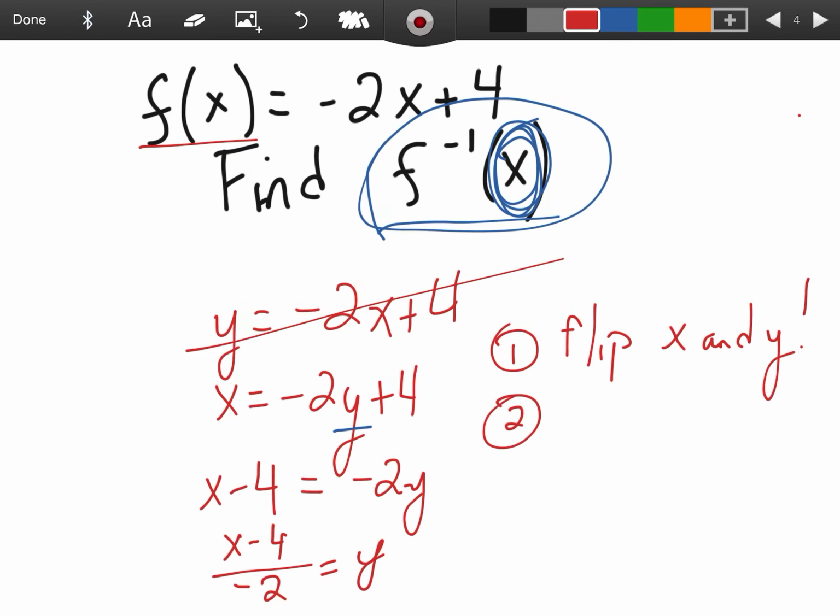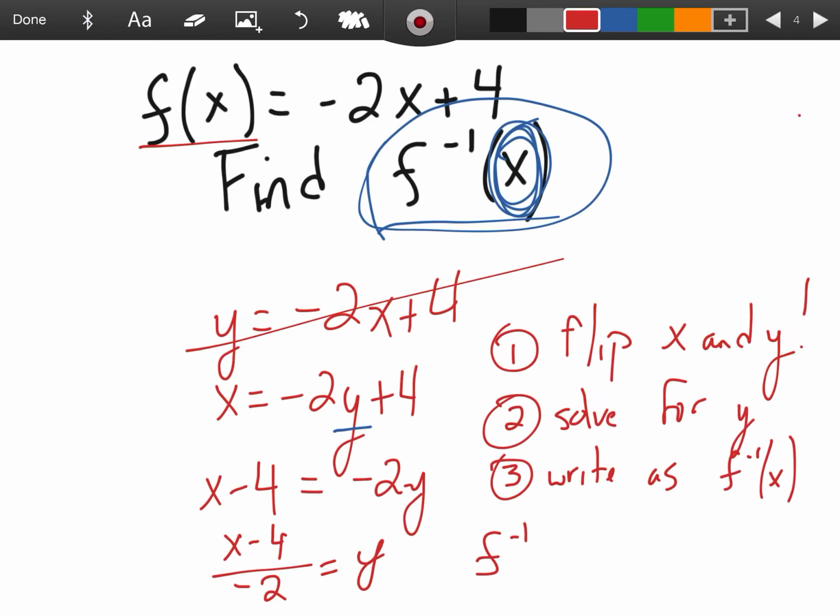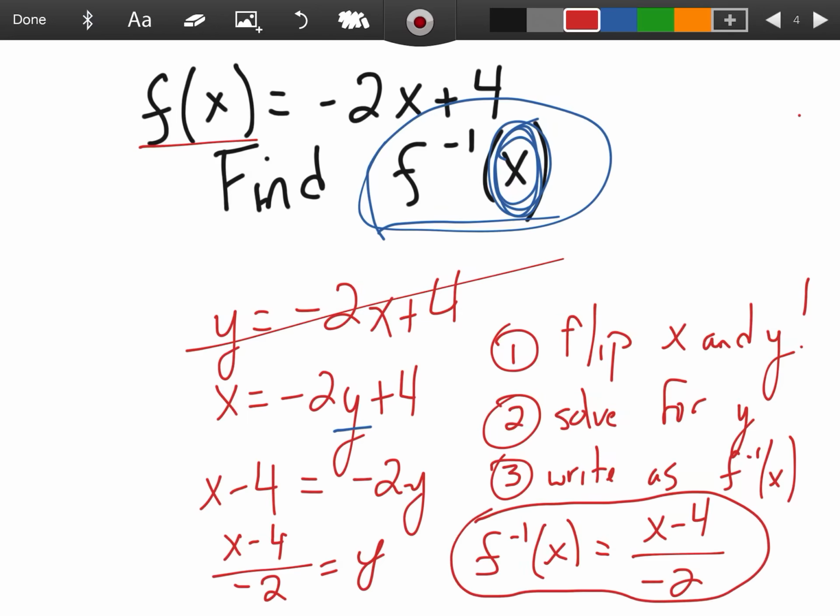So my second step, sorry, I skipped that, is solve for y. And then my third step is write it as inverse f of x. And if it was a g of x, then write it as inverse g of x. So my final answer is going to be inverse f of x is equal to x minus 4 divided by negative 2. That is my final answer to the inverse of f of x.